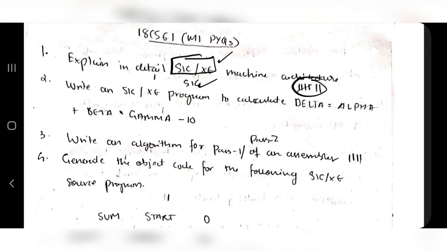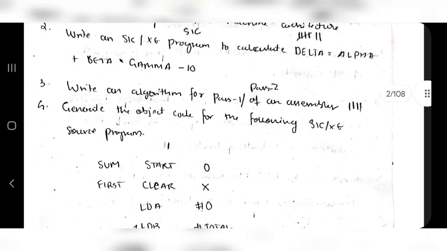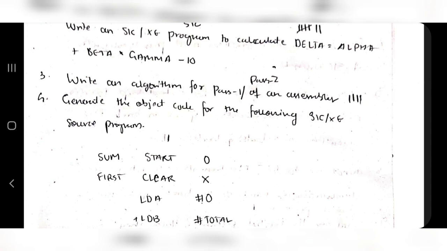This one is about writing a program, and we'll also discuss how to write SIC programs. Comparatively it's not that important, but if you know it, it's better for you, because if it comes in the exam, you can write it. Then, write an algorithm for pass 1 and pass 2 of an assembler. This is also very important. There are 2 algorithms, and I'll be discussing those.